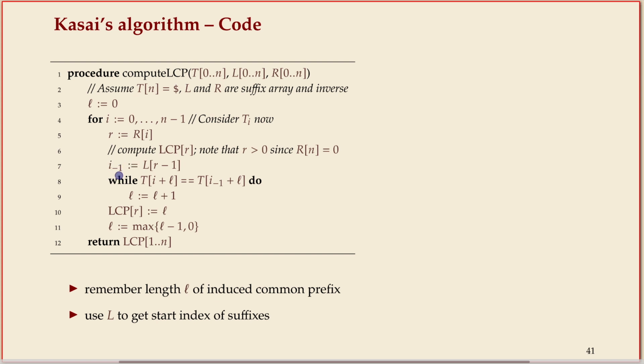I take the suffix above me and find where that starts in the text. And then I do my naive check, but I start with these L matches that I inherited. So those I don't check. I start at i plus L and j plus L, and keep increasing that as long as there's a match. Then I store the prefix length I found in the LCP array. And then for the next round, I remove one character, so L gets one smaller for the next round.